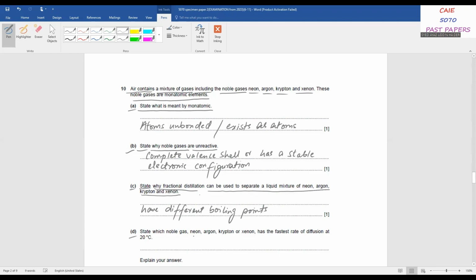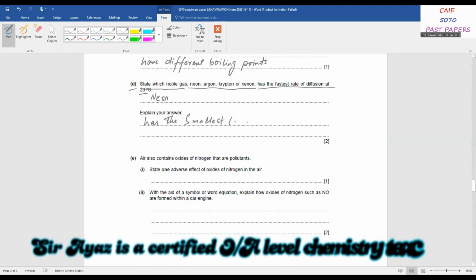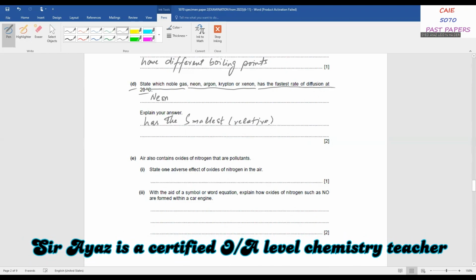D. State which noble gas, neon, argon, krypton, or xenon, has the fastest rate of diffusion at 200 degrees centigrade. Look at the mass. Neon is the only choice because it has low mass. So you write in the explanation, smallest relative atomic mass.